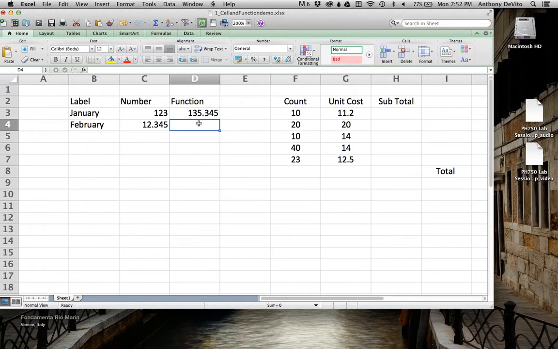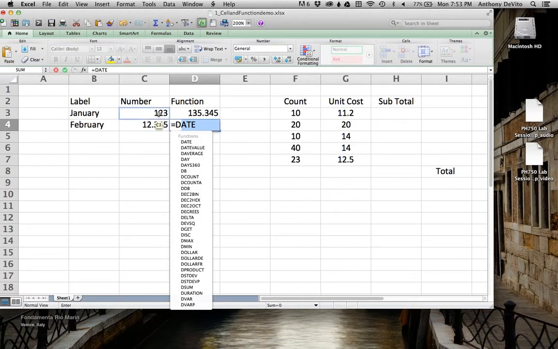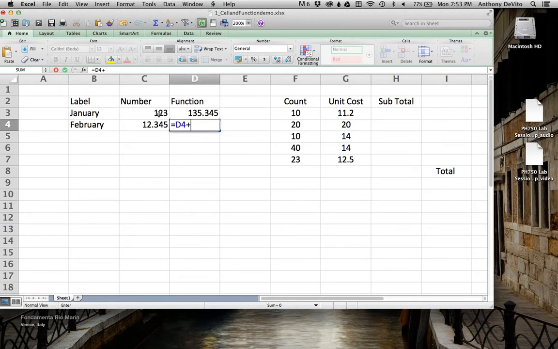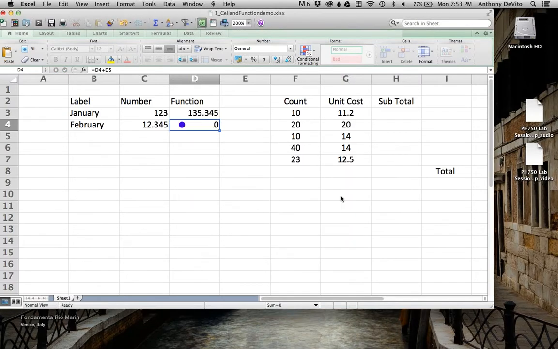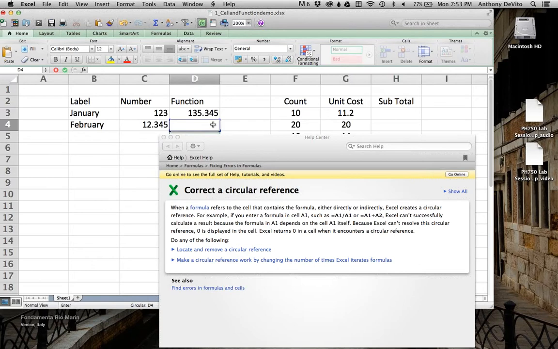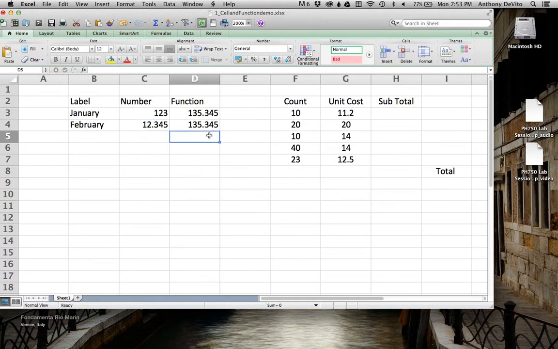Okay. Another way I can do that is I can tell it, let's not add up two discrete numbers. Let's add up the number that's in a certain location. Equals, okay, this cell, which is D4, plus the value that's in the cell D5. Whoops. What did I do wrong there? Did I do that twice? Oh, I'm in D4. I was C, right? Okay. Yeah, circular reference. That's why it gave me that error. Equals C4 plus C3. Okay, and there we got the same total.